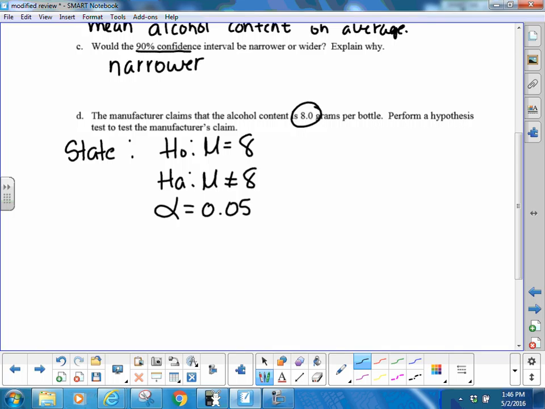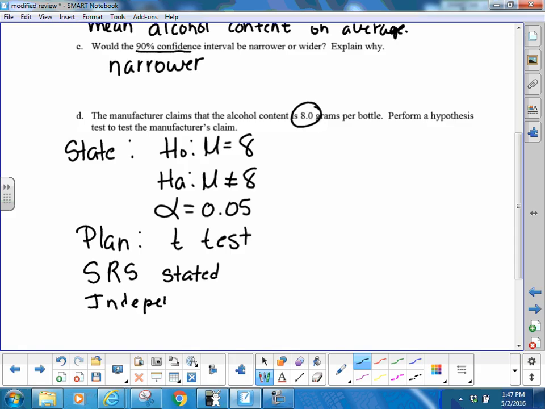Alright, now let's plan. You've got to write what test you're doing, and then you have to check your conditions. We're going to do simple random sample, and I think we can go ahead and say stated. Anybody remember what the I stands for? Good. And here we're going to check the 10% condition. We're going to do 10 times 50, which is 500. It's reasonable that there are more than 500 bottles in the population, so we can check that condition.